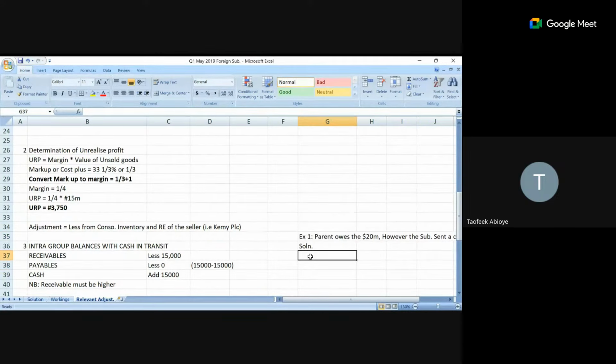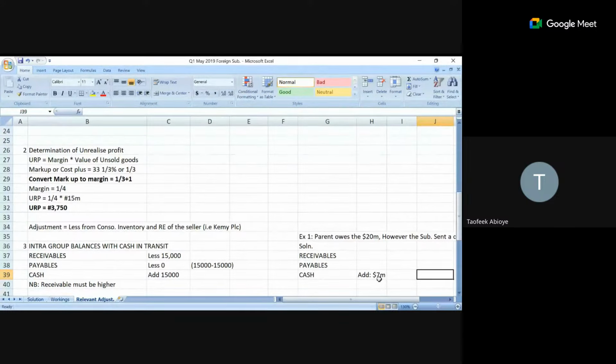The solution will be, let me copy these three items here so that I can show the solution. Now, this is what will happen. The subsidiary has sent 7 million. Now, this is the adjustment. You just say, add $7 million to cash.